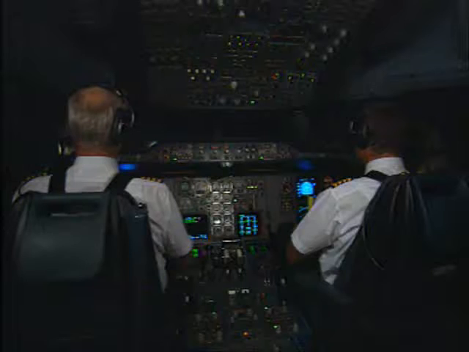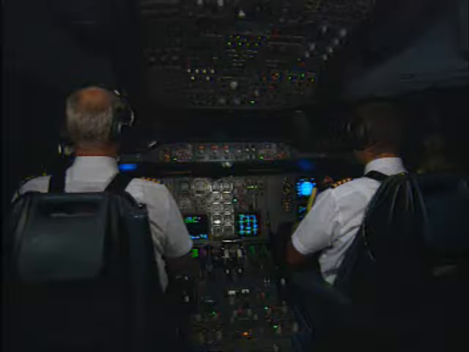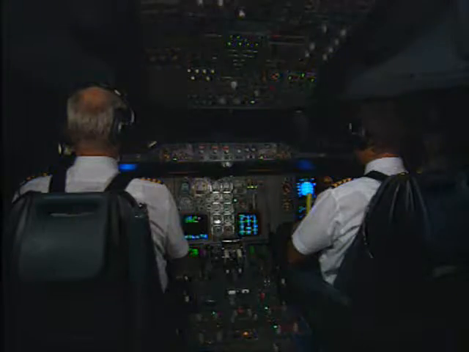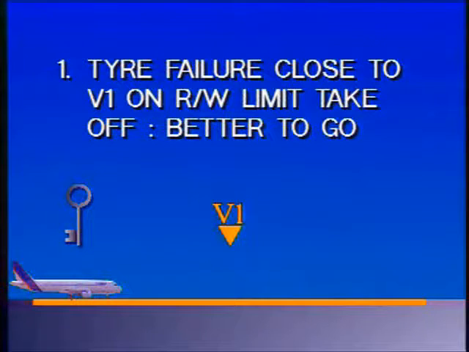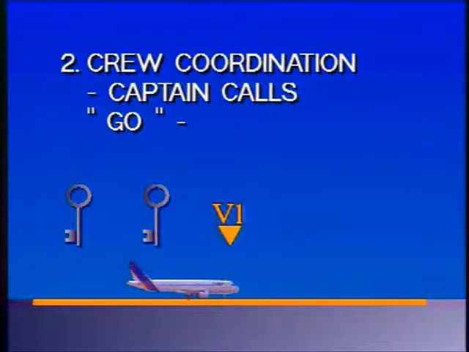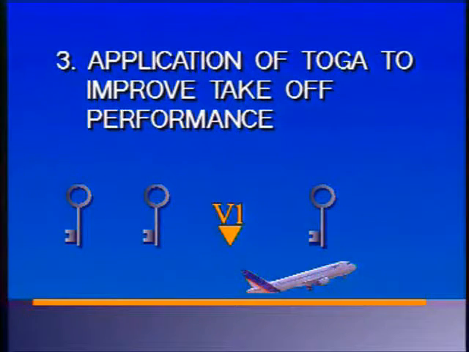Note, had the captain decided to stop, the aircraft would have probably overrun the end of the runway, as less than maximum braking capacity was available. Key points. 1. If a tyre failure occurs close to V1 on a runway limit takeoff, it's better to go. 2. Crew coordination. The captain calls go. 3. Application of TOGA to improve takeoff performance. Caution if engine damage is suspected.